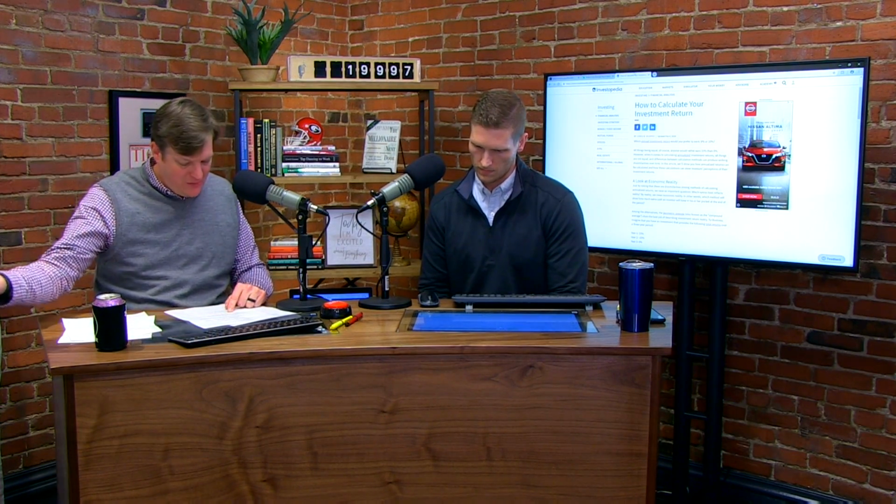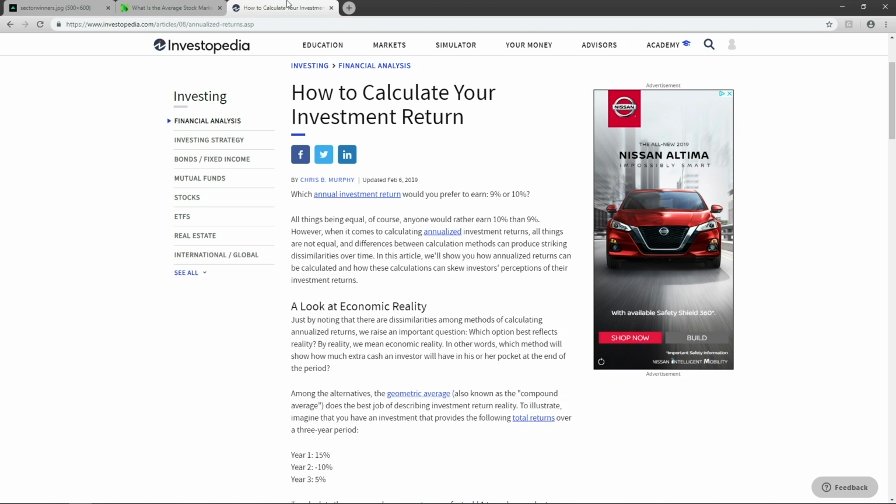I pulled this from Investopedia. I thought it was a great example as they used three numbers. They said, what if you had 3 years? The first year you made 15%, the second year you lost 10%, third year you made 5%. What's your rate of return?